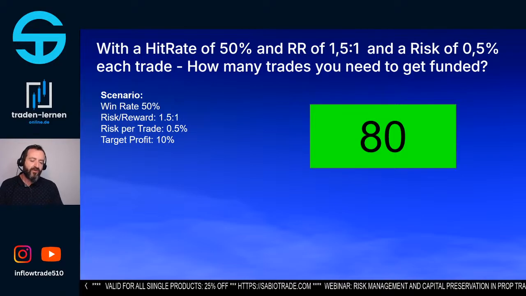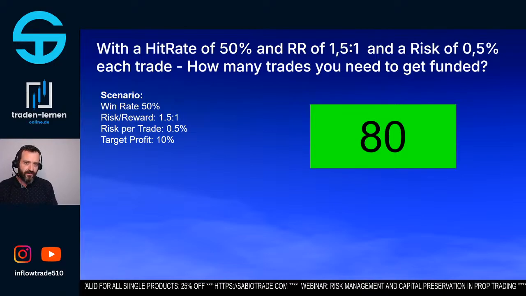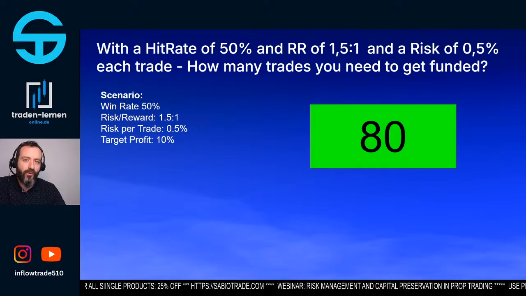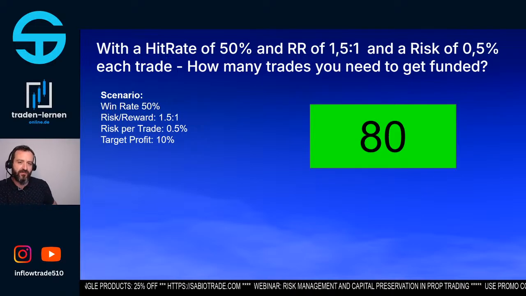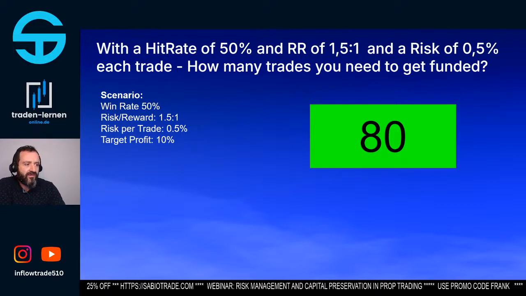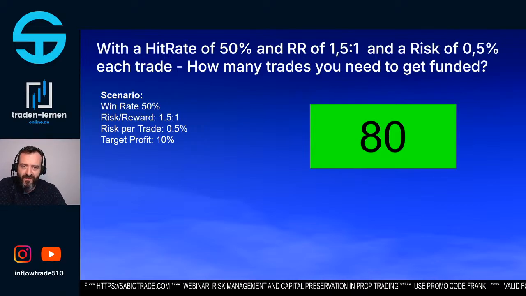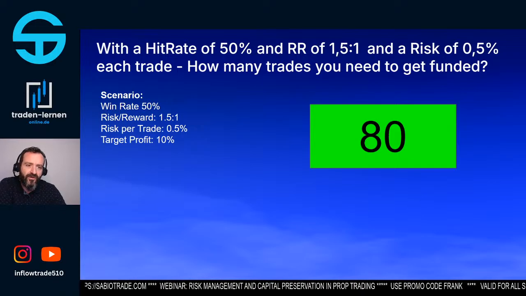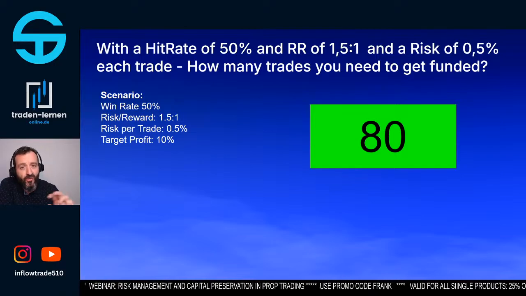And when I go to the next slide later on, I will tell you as well how probable it is that you get funded with such a system. And to be honest, finding a system with a 50% hit rate and a risk reward of 1.5 to 1 is, I think, doable. And the rest is risk and money management, which we were talking about today already.